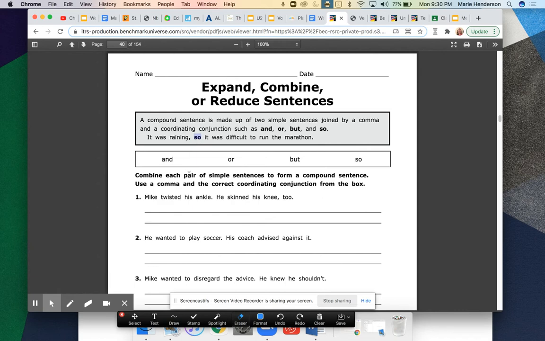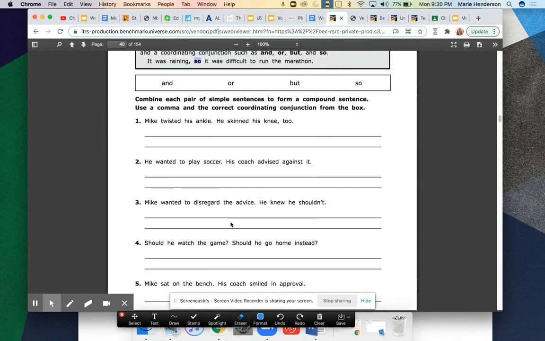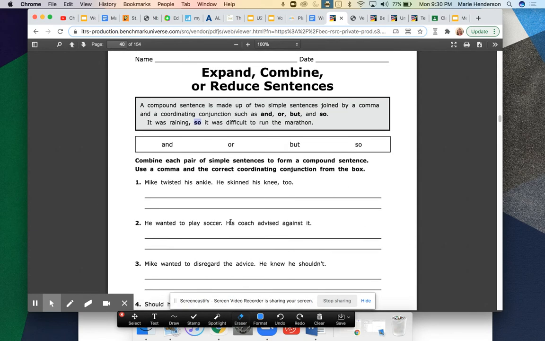So in these six examples, which you're going to do independently, I'm going to create a Google Form for you. You are going to choose one of these coordinating conjunctions and put them instead of this period there. You're going to put a coordinating conjunction to bring those two sentences together into one sentence. For example, here, it was raining, comma, so it was difficult to run the marathon.